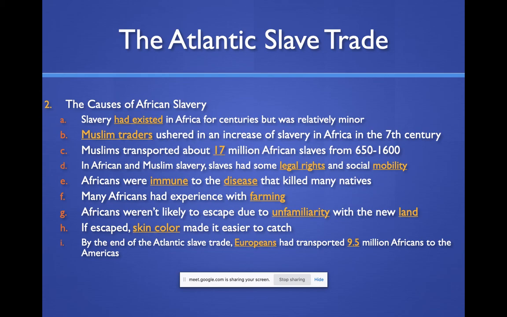By the end of the slave trade, we have more than 9.5 million Africans that are brought to the Americas. So if you add that to the 17 million from the Muslim transporters, we're looking at 27 million Africans that were taken into slavery.